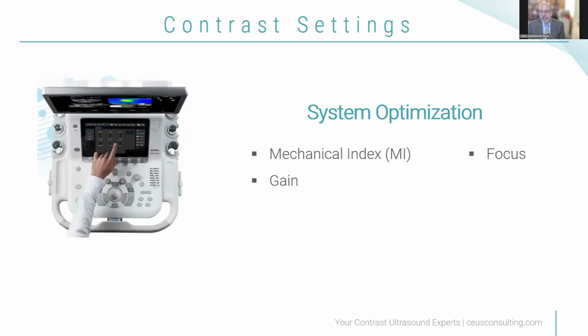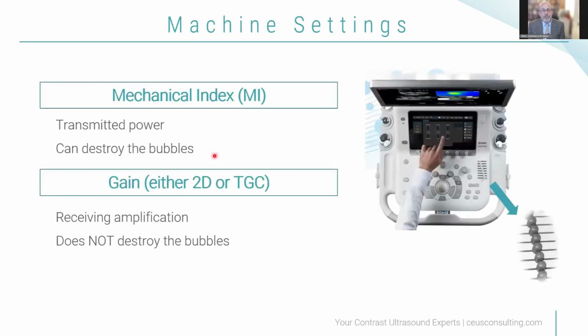Let's talk about the more technicalities, system settings, more or less. So there are three: the mechanical index, the focus, and the gain. Mechanical index is transmitted power, so it will destroy the bubbles if you increase it too much. Gain will not destroy the bubbles because it's amplification of the returning signal, the one I showed you at the beginning. And same for TGC. TGC stands for time gain compensation.